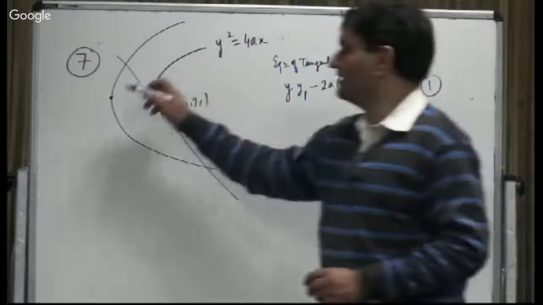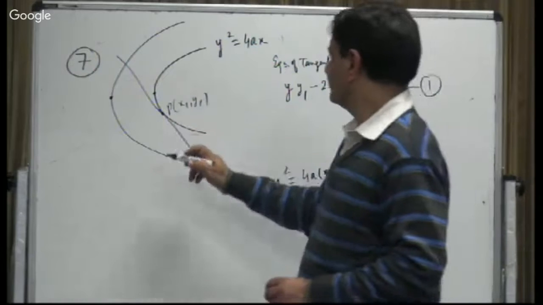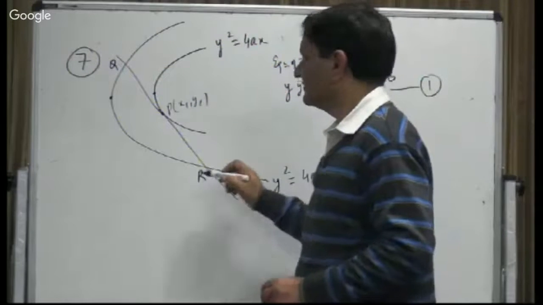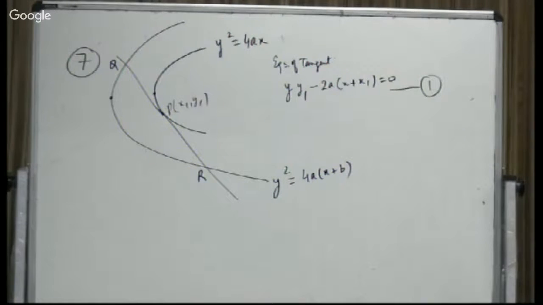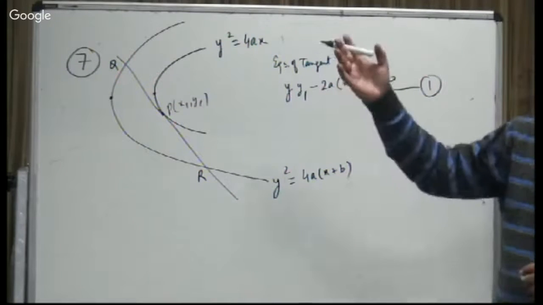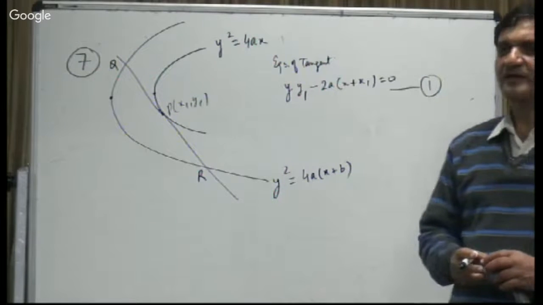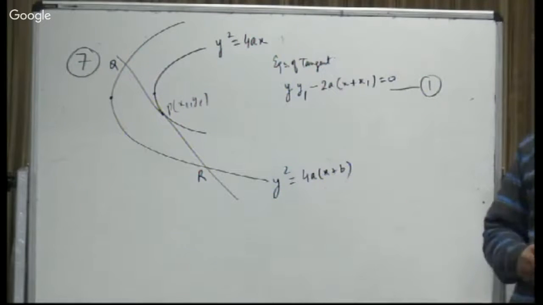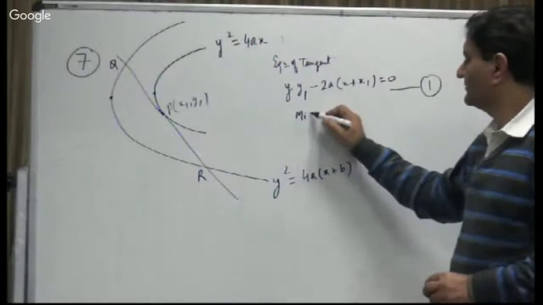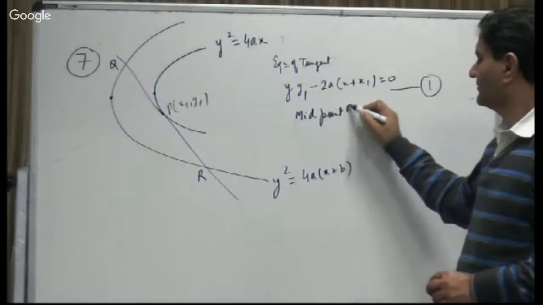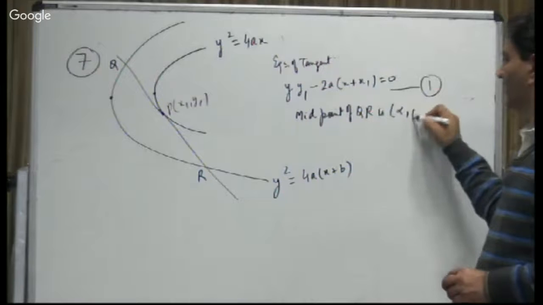Now which 2 points are given? At q and r. This is q, this is r. So you can assume midpoint. Let the midpoint of this chord QR be alpha beta, because what you have to find out? You have to find the midpoint. So let the midpoint of QR be alpha beta, right?